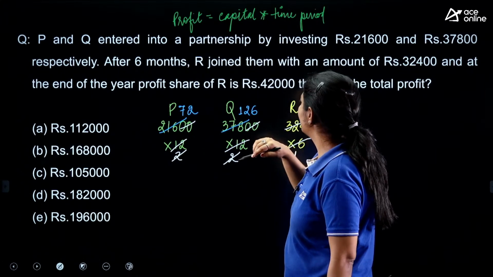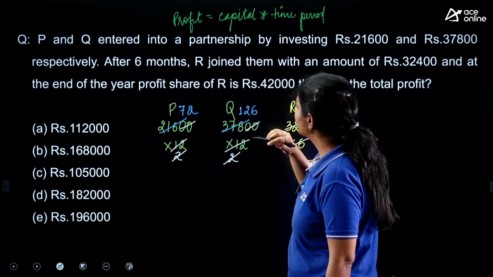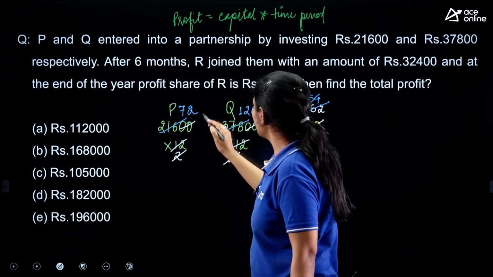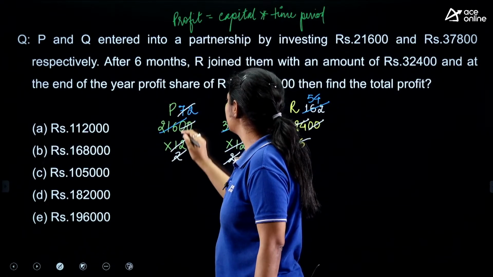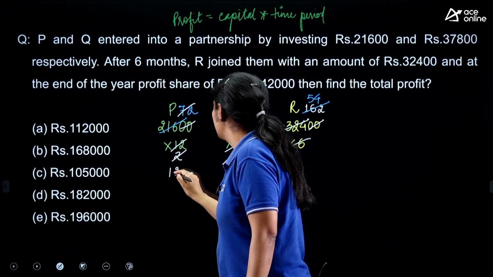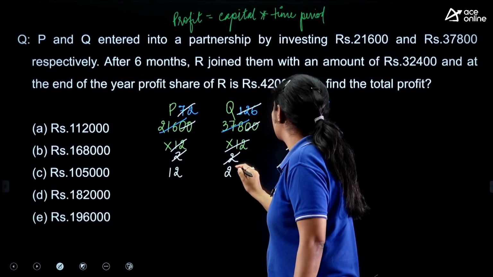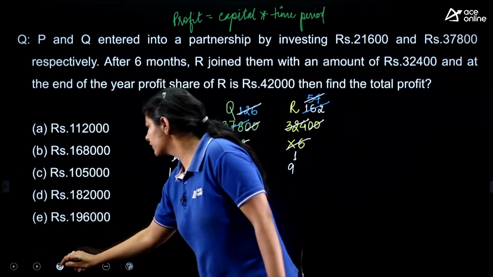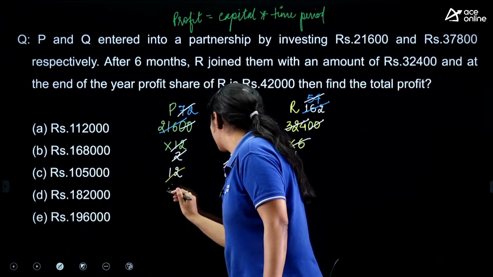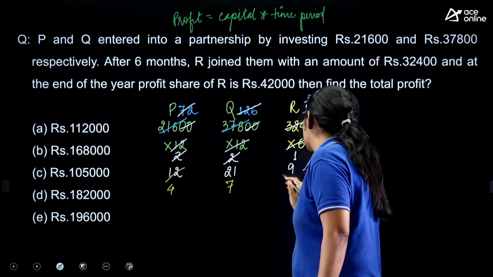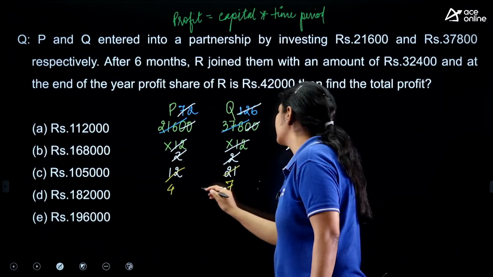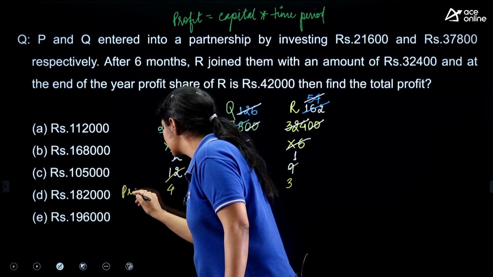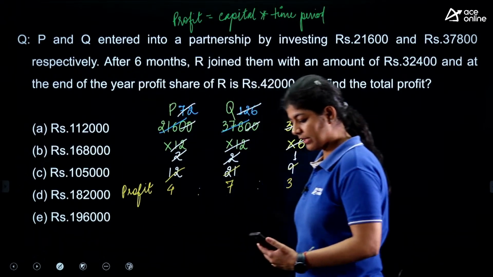Now again with the help of 6, I guess we can eliminate it, right? With the help of 6, if we eliminate it, here we got 12, 21 and 9. Again with the help of 3 we can eliminate it: 4, 7 and 3. So the final ratio that we got over here is 4, 7, 3. This is my profit ratio, right?